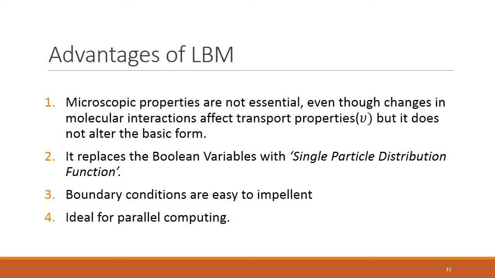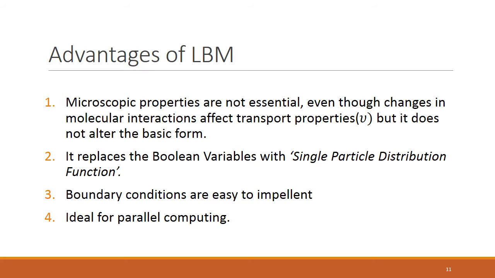So I have a list of the method's advantages. One is that microscopic properties are not essential, because as I said, we're not going to look at the tiny particles in the molecules. We're just going to zoom out and look at this at a really big scale. Even though changes in the molecular interaction affect the transport properties, it doesn't alter the basic form, because we're not looking at the smaller particles. It replaces the Boolean variables with a single particle distribution function. The big algebra has been replaced by a simple equation, which makes our lives easy, and boundary conditions are easy to implement.